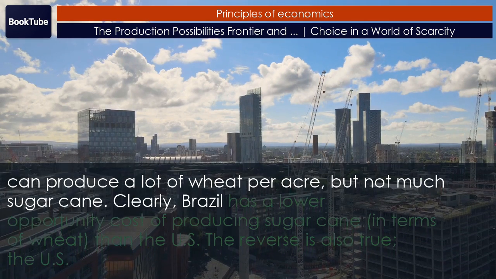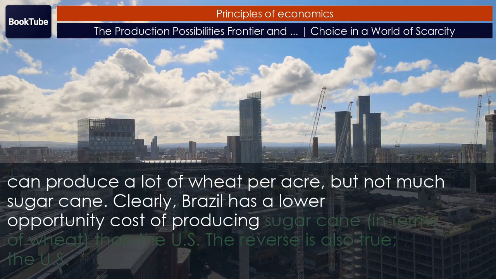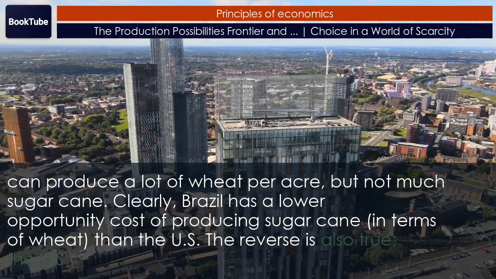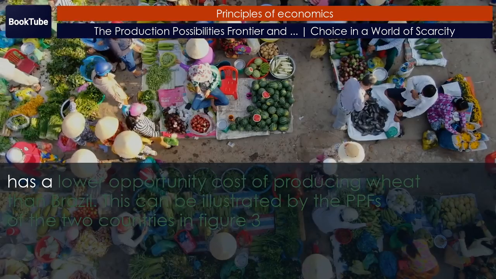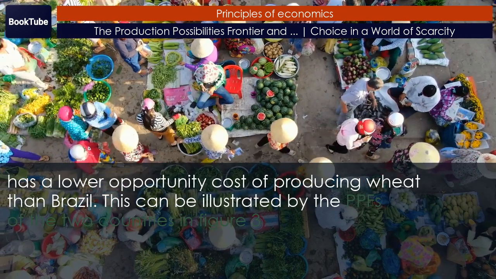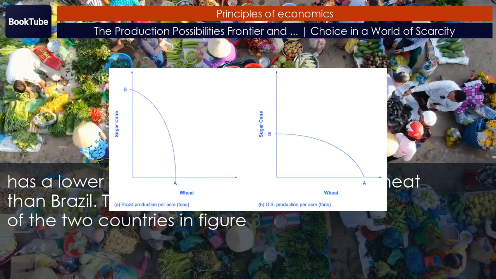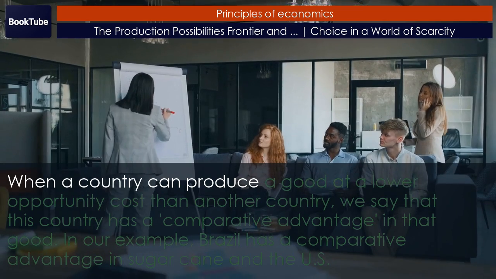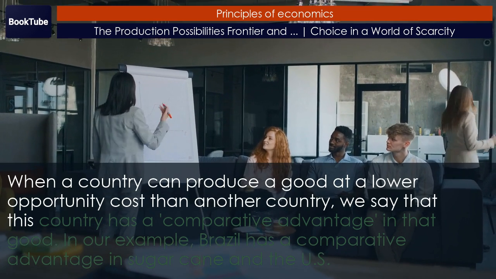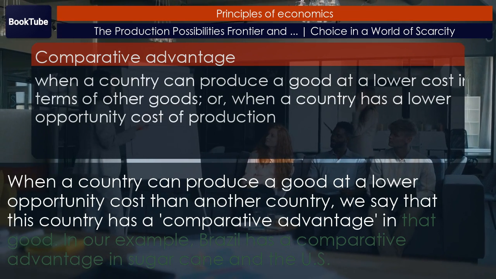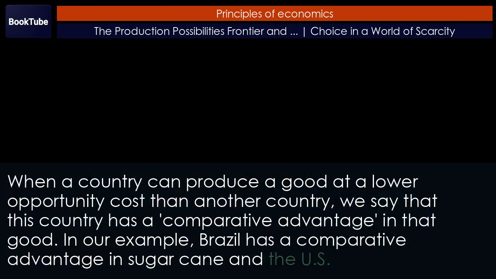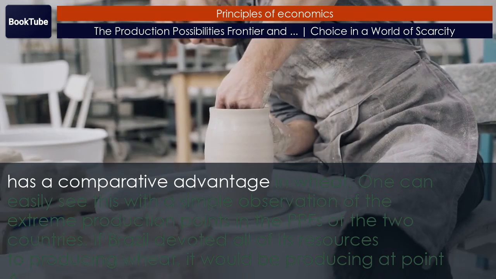Clearly, Brazil has a lower opportunity cost of producing sugar cane, in terms of wheat, than the US. The reverse is also true. The US has a lower opportunity cost of producing wheat than Brazil. This can be illustrated by the PPFs of the two countries in Figure 3. When a country can produce a good at a lower opportunity cost than another country, we say that this country has a comparative advantage in that good. In our example, Brazil has a comparative advantage in sugarcane and the US has a comparative advantage in wheat.